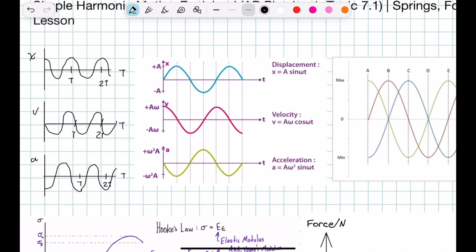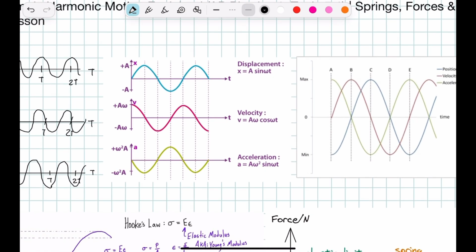So we can see here that the displacement starts at 0, then it increases, then it decreases, then it increases again, then it decreases, then it increases, then it decreases. Here we can see that the velocity starts out large, which makes sense. When you're at the equilibrium position, your velocity is at its max. Then it decreases to 0, then it goes negative, then it goes back to 0, then it goes positive, then it goes back to 0, then it goes negative.